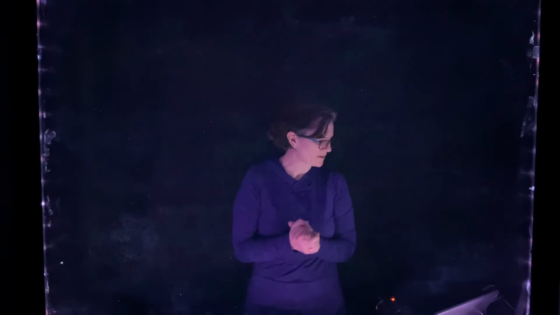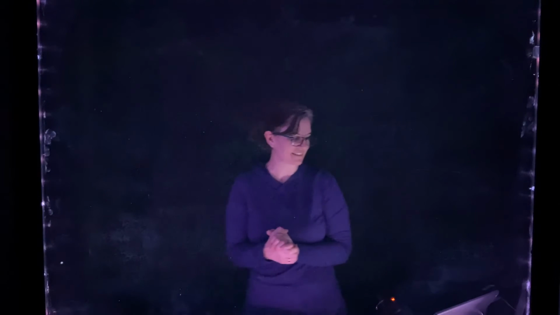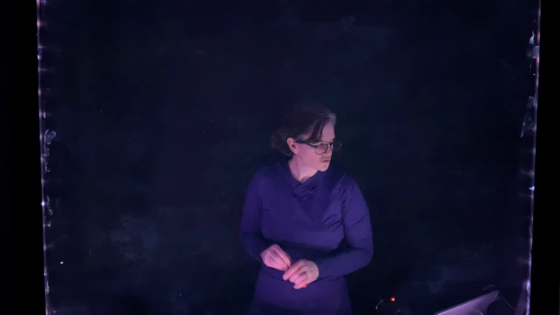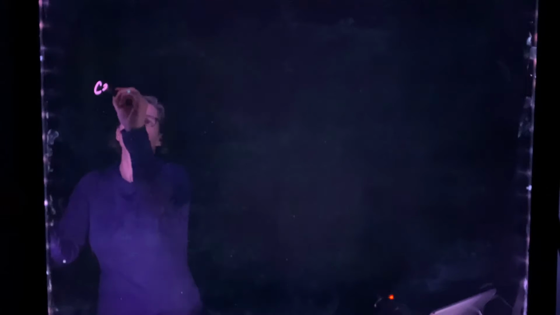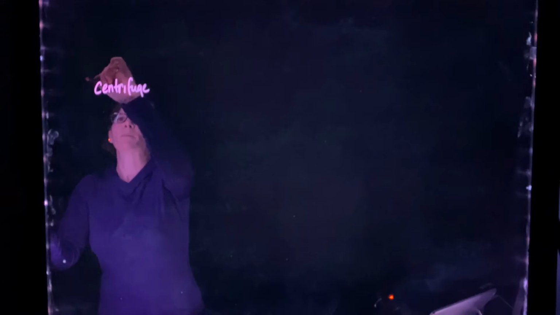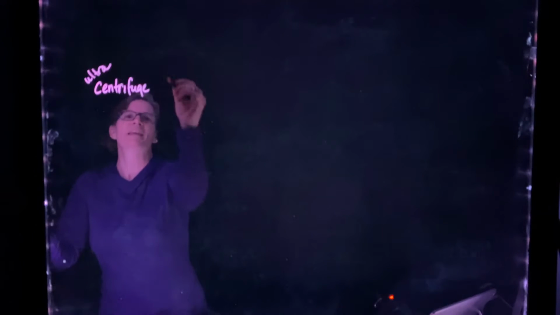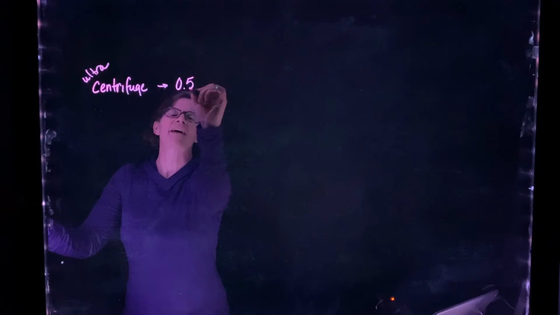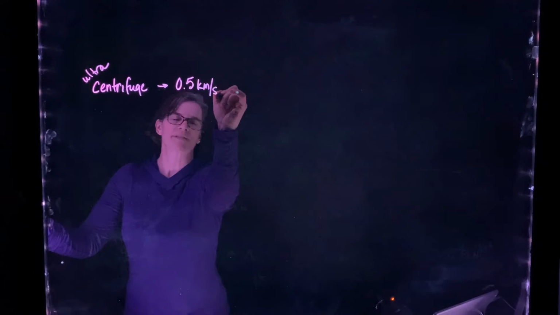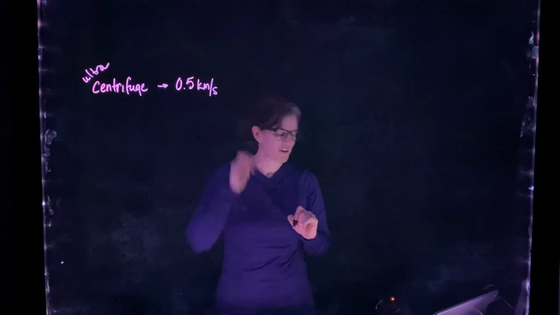Okay, this problem reads that we want to verify the linear speed of an ultracentrifuge is about a half a kilometer per second. So for an ultracentrifuge, I'll put ultra, it has a linear speed of about a half a kilometer per second. So that's part A.